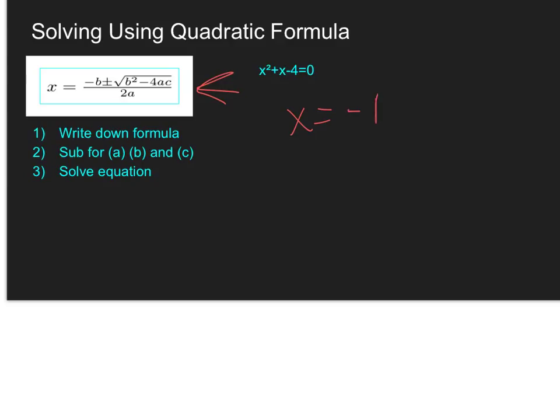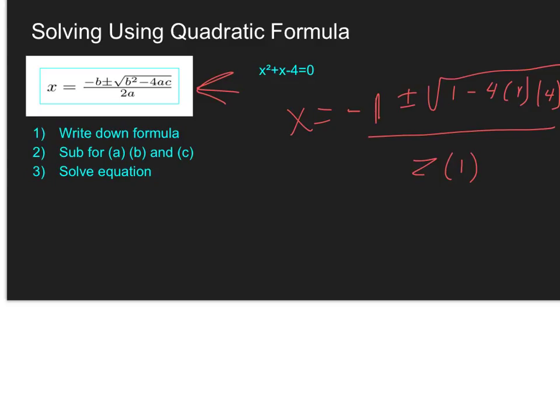-1, which is b, plus or minus the square root of b squared, which is 1, minus 4, a is 1, c is 4, over 2a. So a is 1. And then you have to solve.